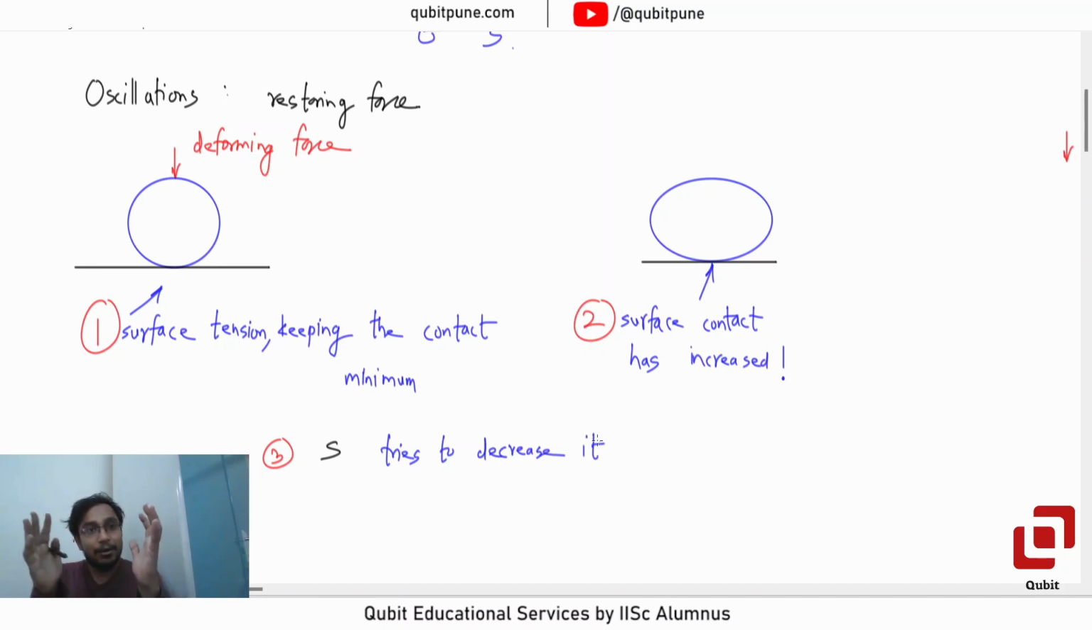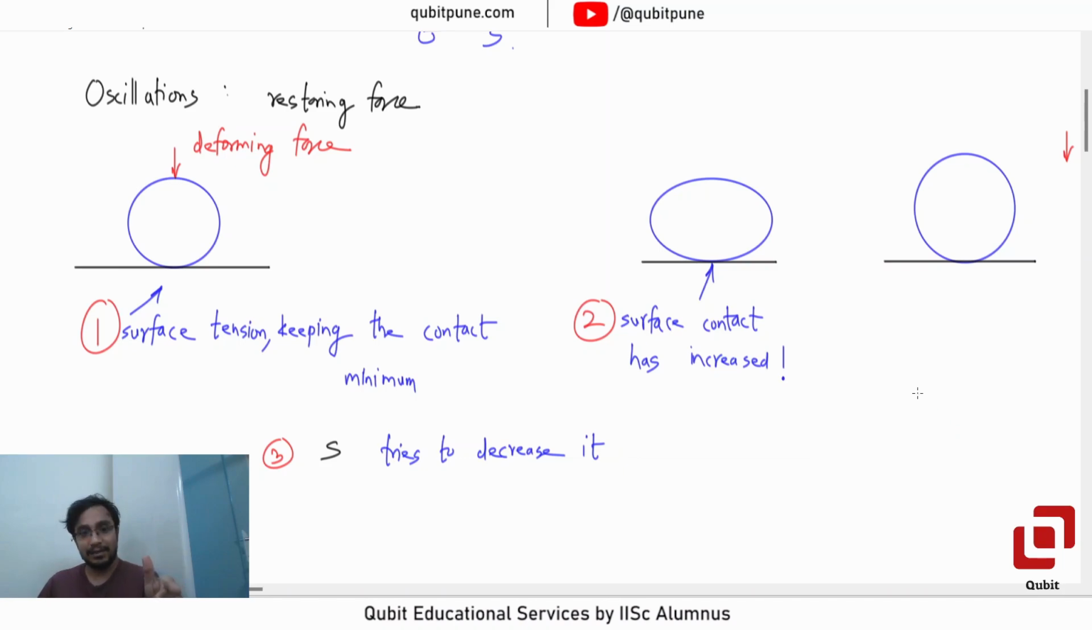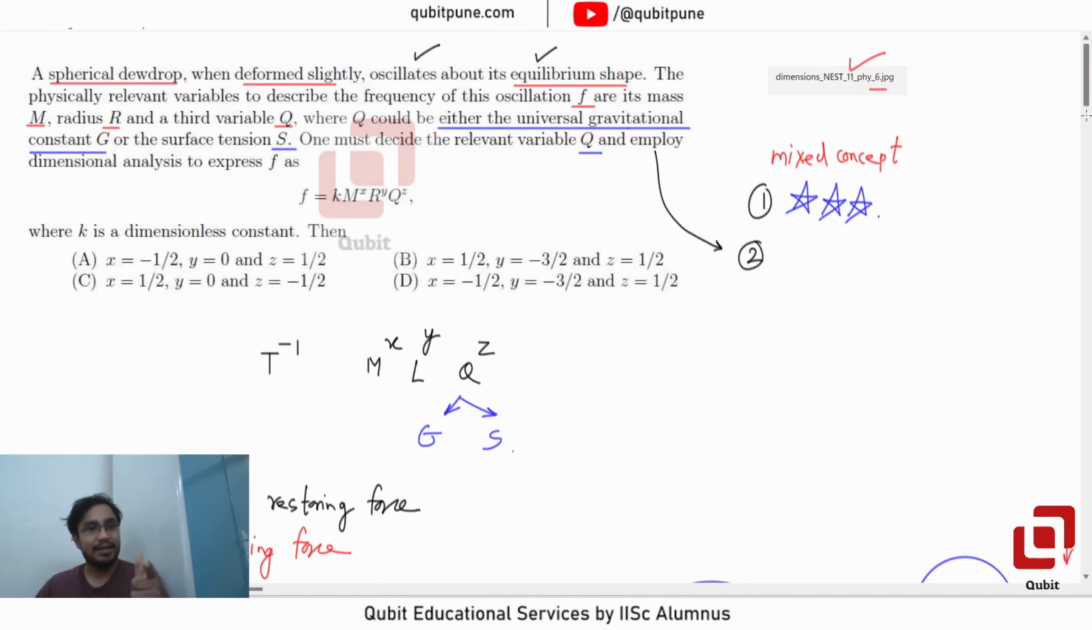It basically rushes the drop towards its equilibrium position. But by the time it reaches the equilibrium position, it has acquired some speed, and because of that, it will go to the other extreme. And what would that other extreme be? That other extreme would be a shape like this. And then it will keep on oscillating. So which is the physically relevant variable here? The physically relevant variable here is surface tension S and not the gravitational constant G.